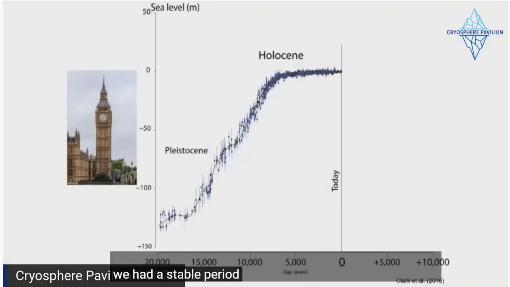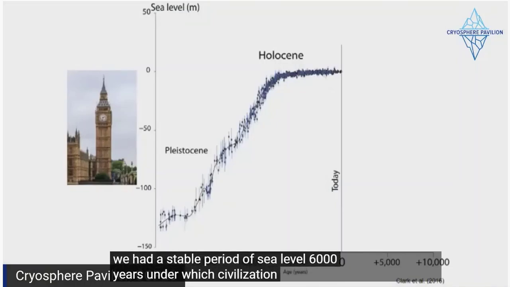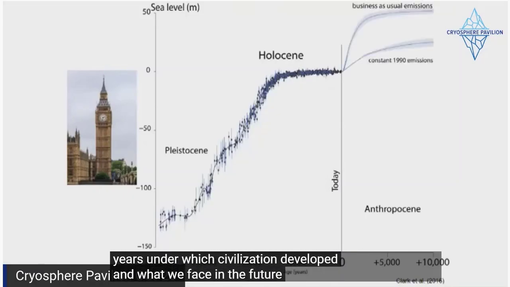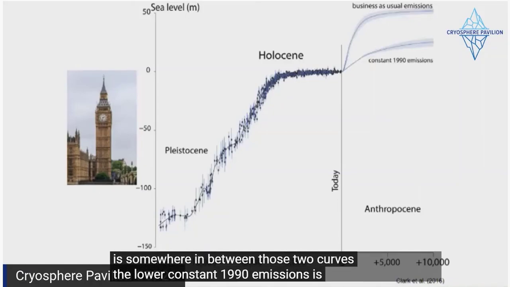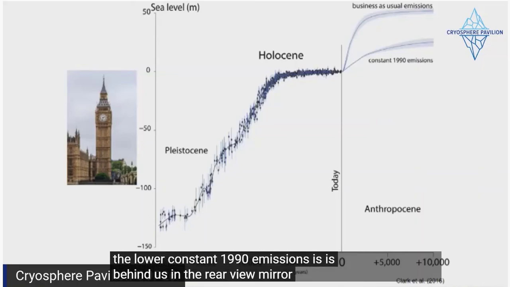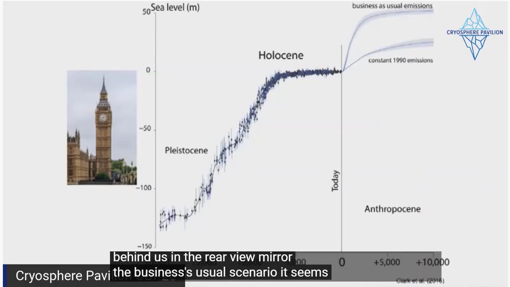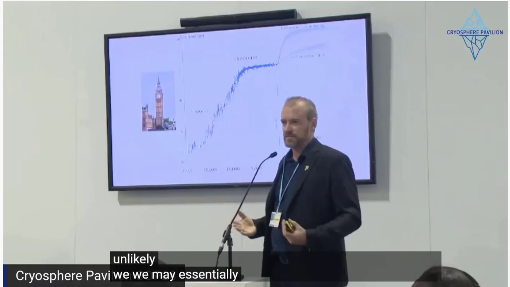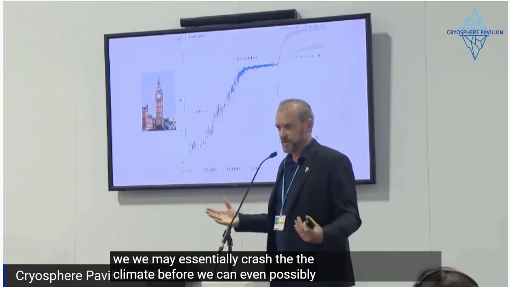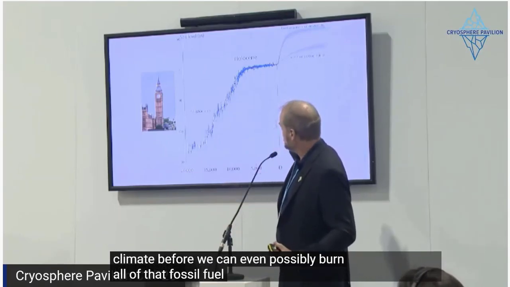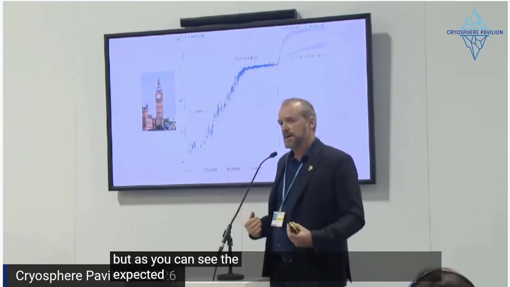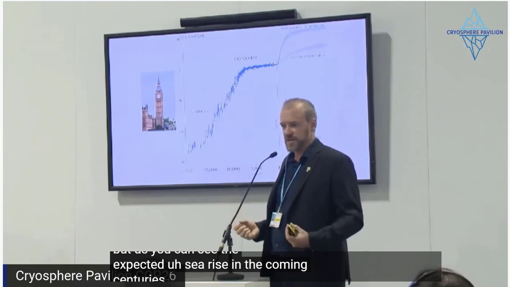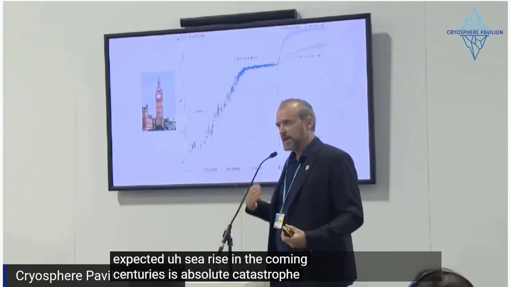We had a stable period of sea level, 6,000 years, under which civilization developed. And what we face in the future is somewhere in between those two curves. The lower constant 1990 emissions is behind us in the rearview mirror. The business as usual scenario, it seems unlikely. We may essentially crash the climate before we can even possibly burn all of that fossil fuel. So the truth is somewhere in between. But as you can see, the expected sea rise in the coming centuries is absolute catastrophe.